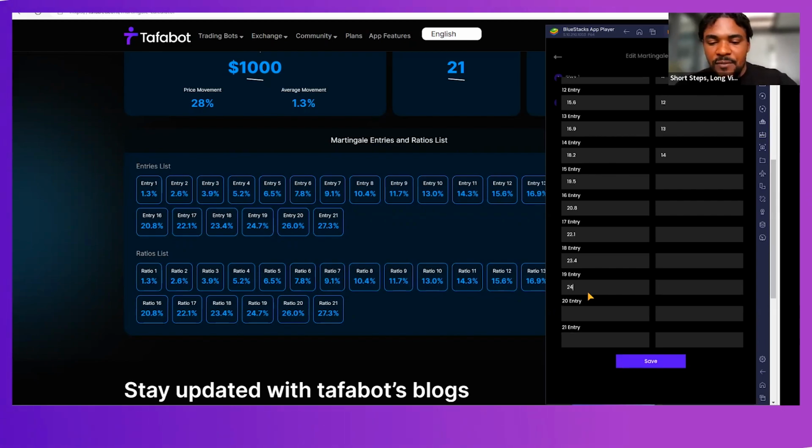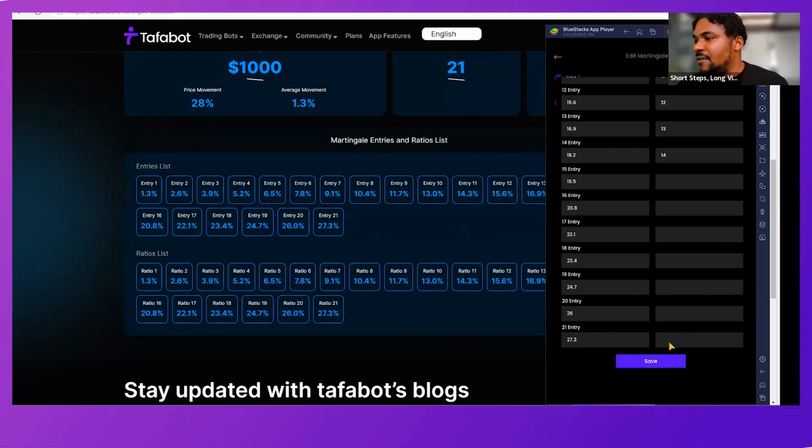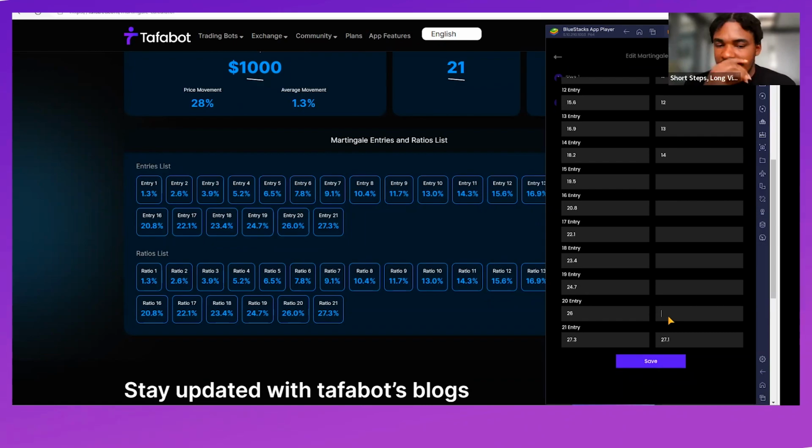Okay, then I have 24.7 and I have 26, and finally I have 27.3, and I have to replicate the ratio that I'm going to be using. So this also solves the case where a lot of users are creating Martingale configurations that totally exceed their capital. So maybe 10% of their entries are in, and their capital is exhausted because they don't know how to create the setup.